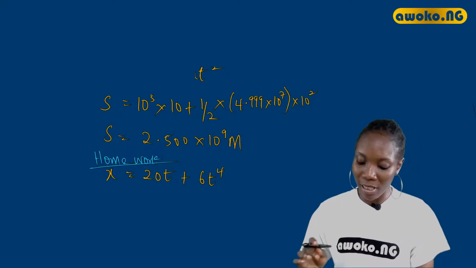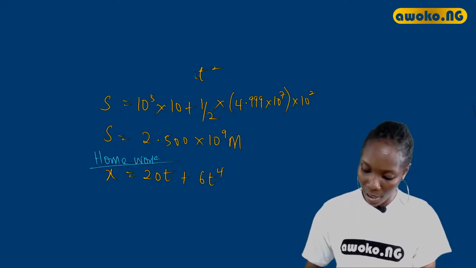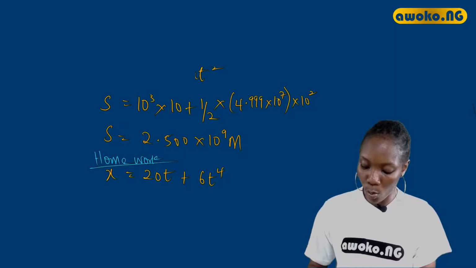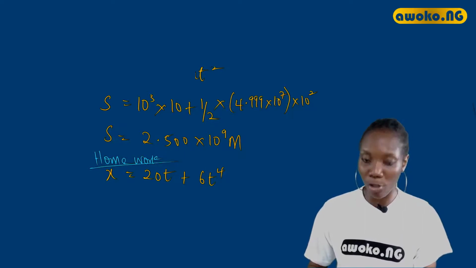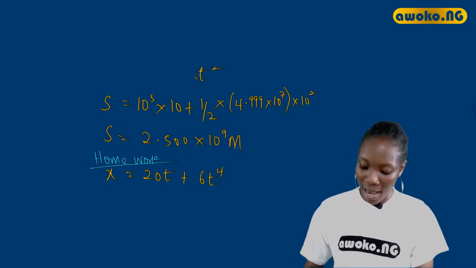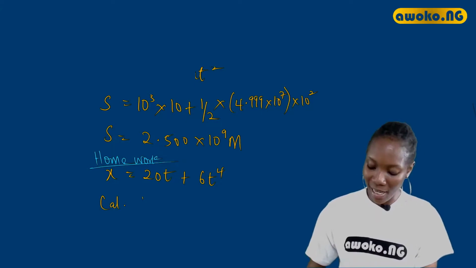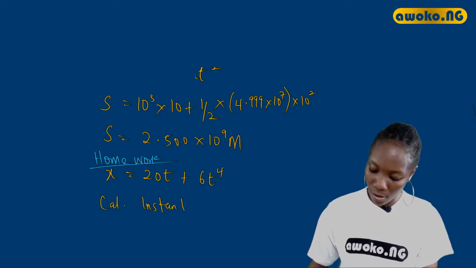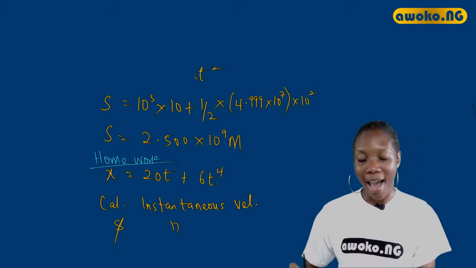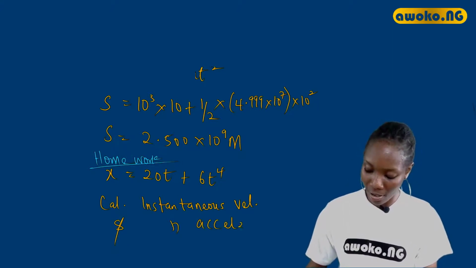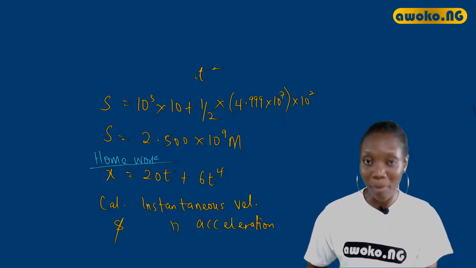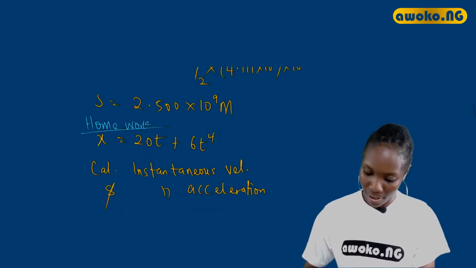Alright, now the distance covered by a car at the time t is given by x equals 20t plus 6t raised to the power 4. Now the question says, calculate the instantaneous velocity and the instantaneous acceleration. It's easy. Just apply what we talked about in our last class.